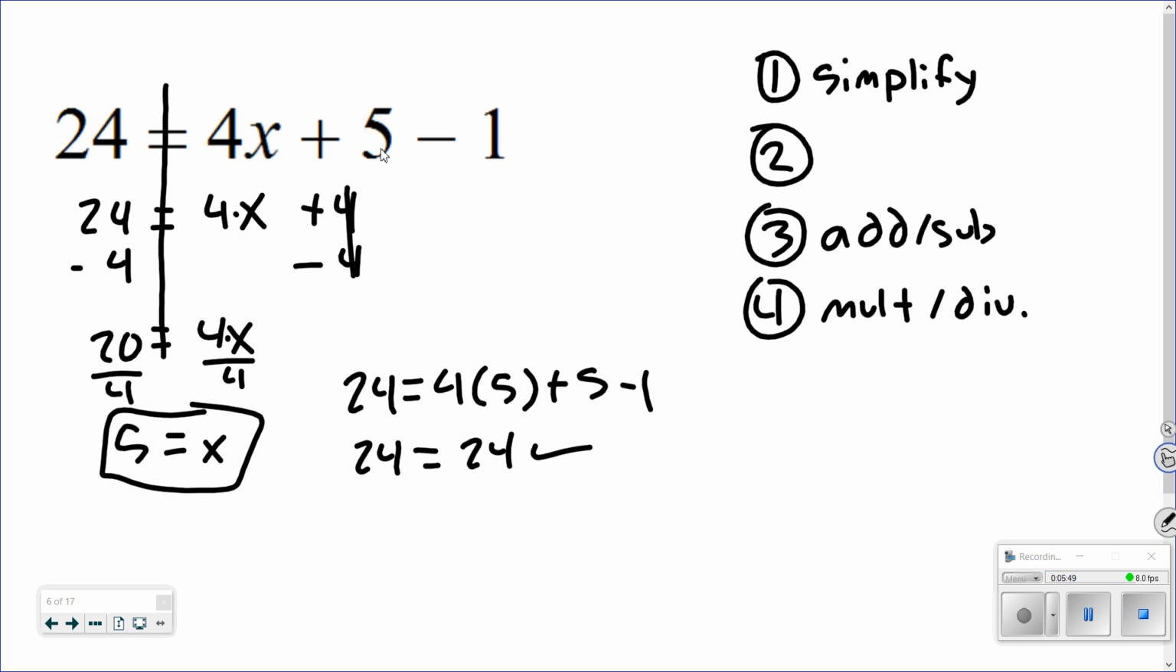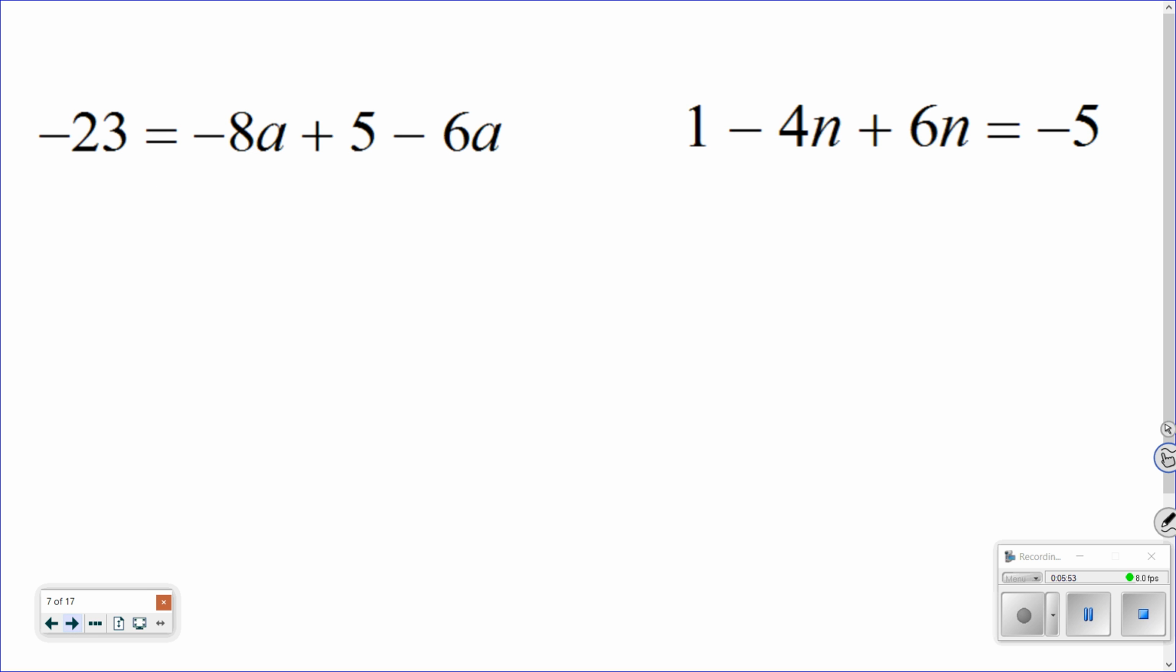All right, I'm going to show you another problem. Let's do the one on the left, and then I'll have you guys try the one on the right. And then I'll show you one where you have to add in that step number 2. For now, for both of these, we can still skip over that. All right, so step number 1 is make sure you simplify both sides of the equation. There's nothing to simplify over there.